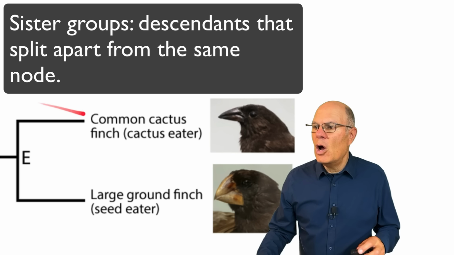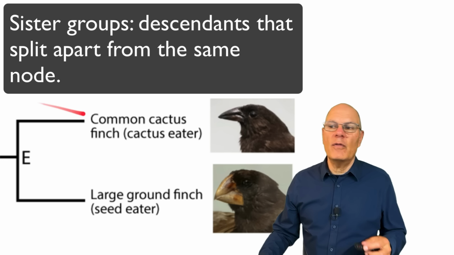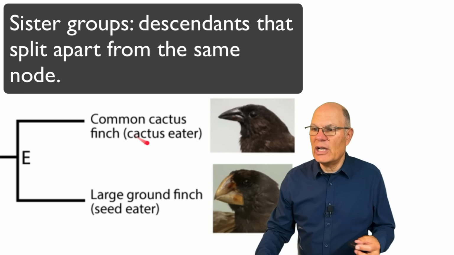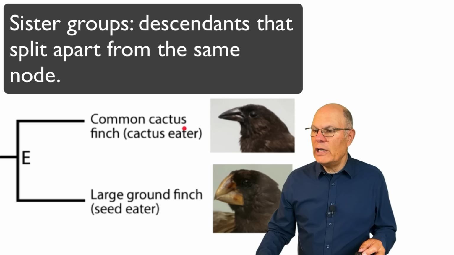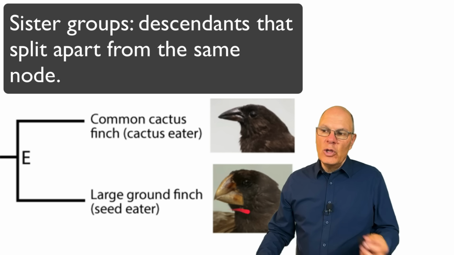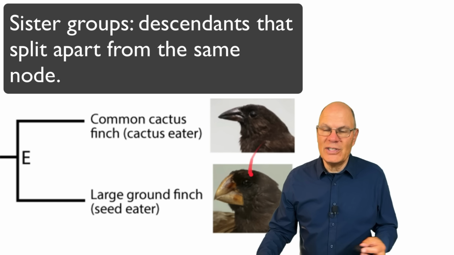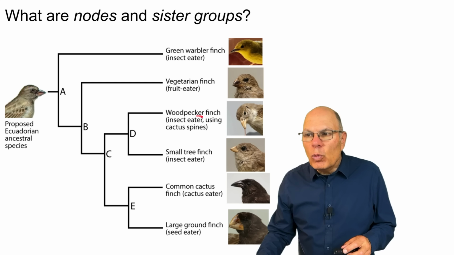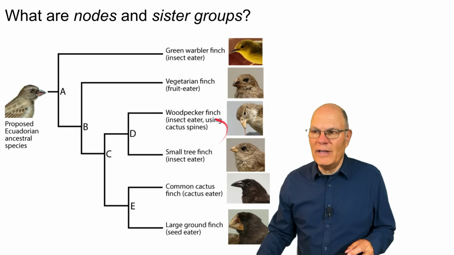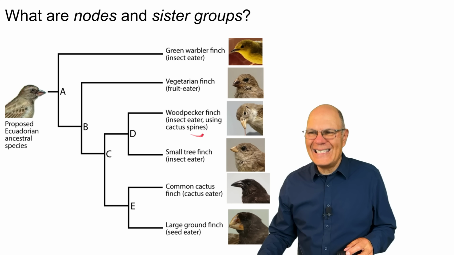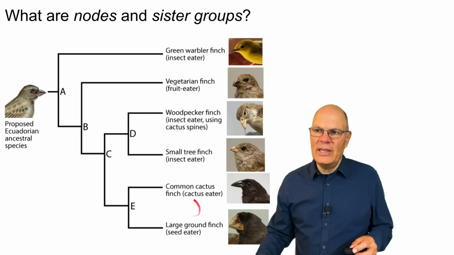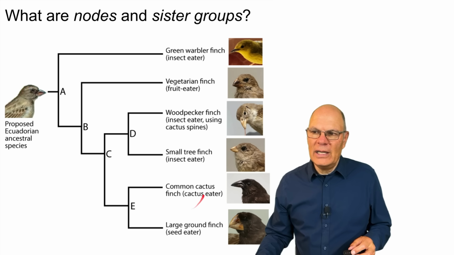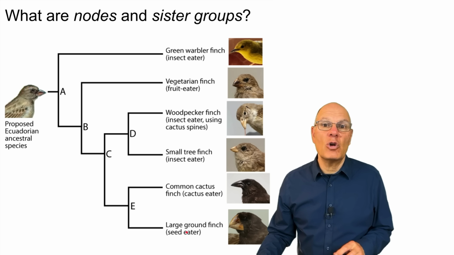Sister groups are the descendants that split apart from the same node, such as the common cactus finch over here and the large ground finch. Those can also be called sister species because that's the taxonomic level at which they're at. So the woodpecker finch and the small tree finch clade is a sister clade to this clade defined by letter E, the common cactus finch and the large ground finch.